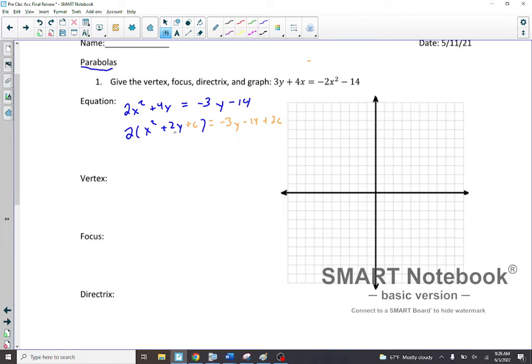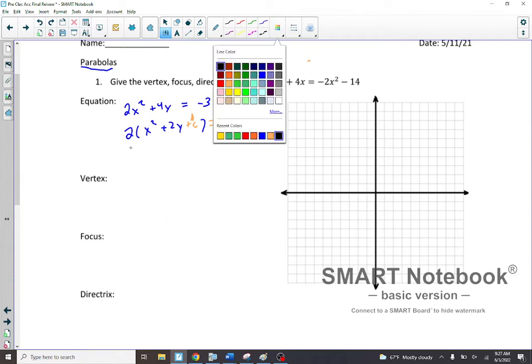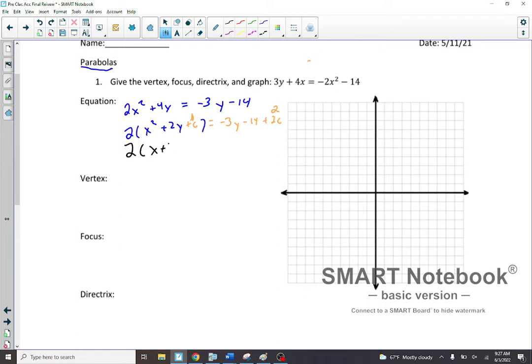For the perfect square, cut 2 in half, which is 1. So this will be 1, which means I'm going to be adding a 2 over here. Which now is going to be rewritten: 2 times x plus 1 squared equals negative 3y minus 12. I'm going to factor out negative 3 here, so negative 3 times y plus 4. Then I'm going to move the 2 over here, so my p-value is over here. So it's going to be x plus 1 squared equals negative 3 over 2, times y plus 4.